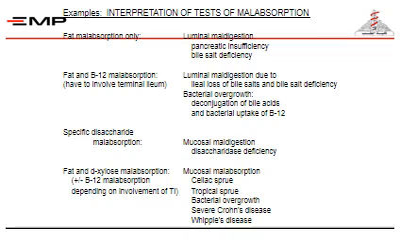When we do tests for malabsorption, we can interpret them as follows: if there is fat malabsorption only, we can suspect luminal maldigestion, for example pancreatic insufficiency or bile salt deficiency. If we find fat malabsorption plus B12 malabsorption, luminal maldigestion due to ileal loss of bile salt and bile salt deficiency may be suspected. For example, diseases which can cause this defect: bacterial overgrowth, which deconjugates bile acid, and bacterial uptake of B12.